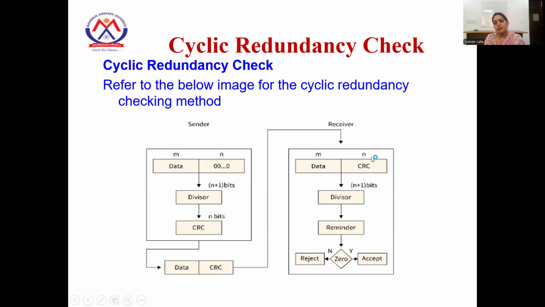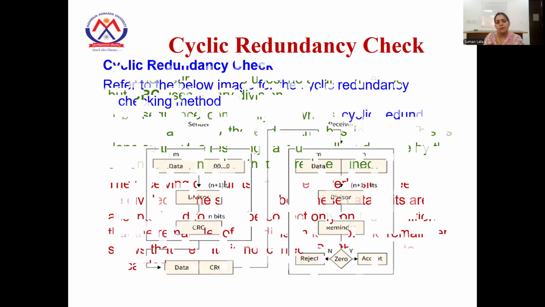At the receiver's end, data plus CRC is received and the same divisor is used to calculate the remainder. If the remainder is 0, the value is accepted. If the remainder is not 0, the receiver end does not accept the data. The data will be rejected from the receiver side.